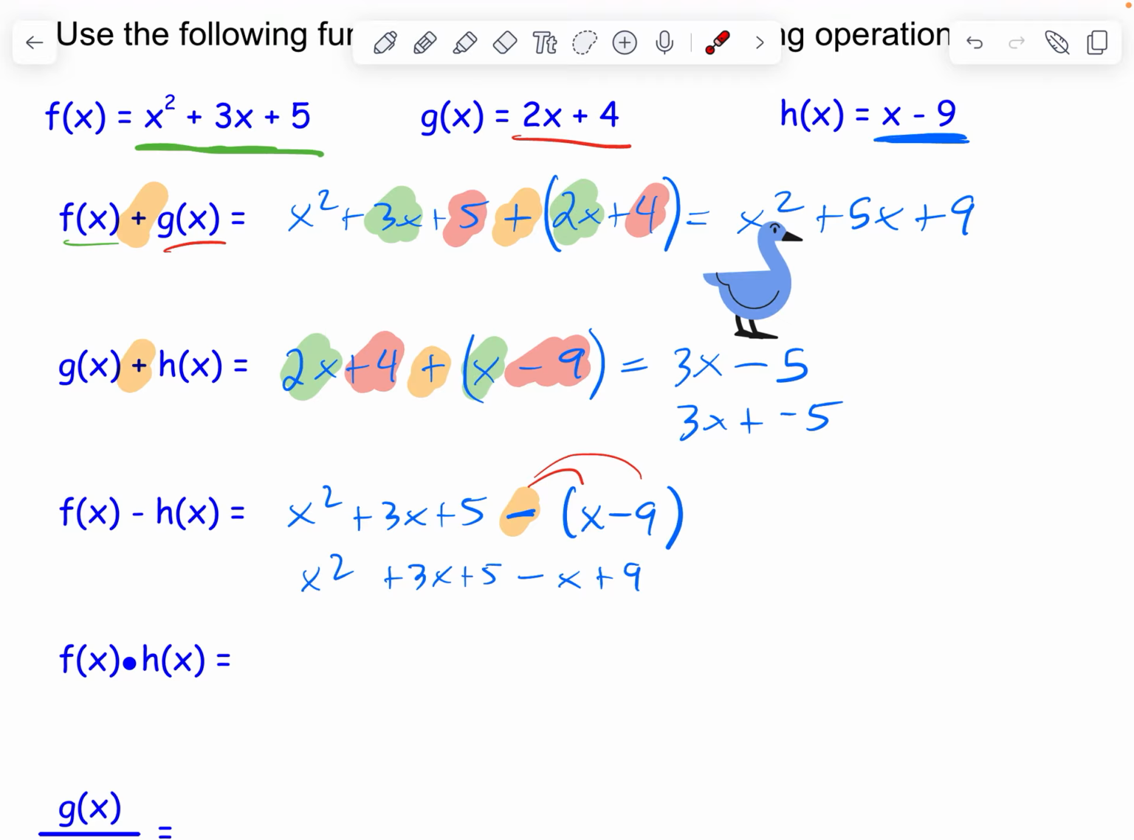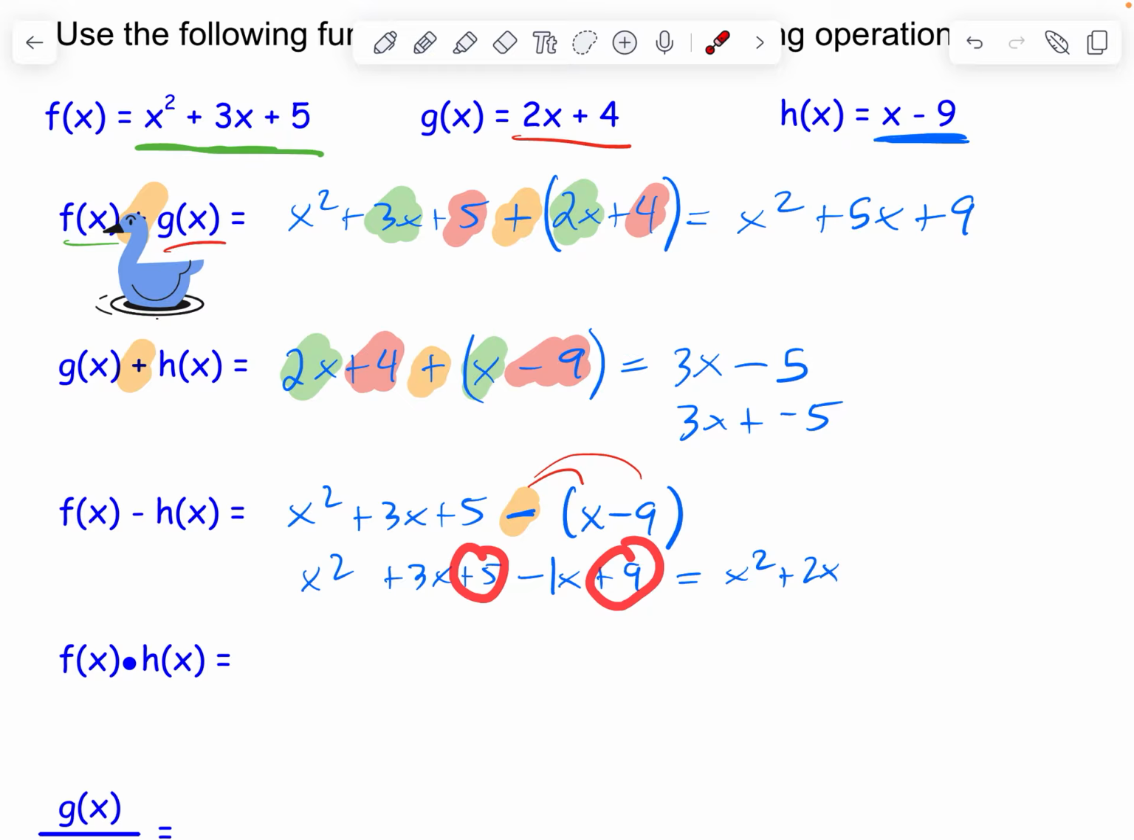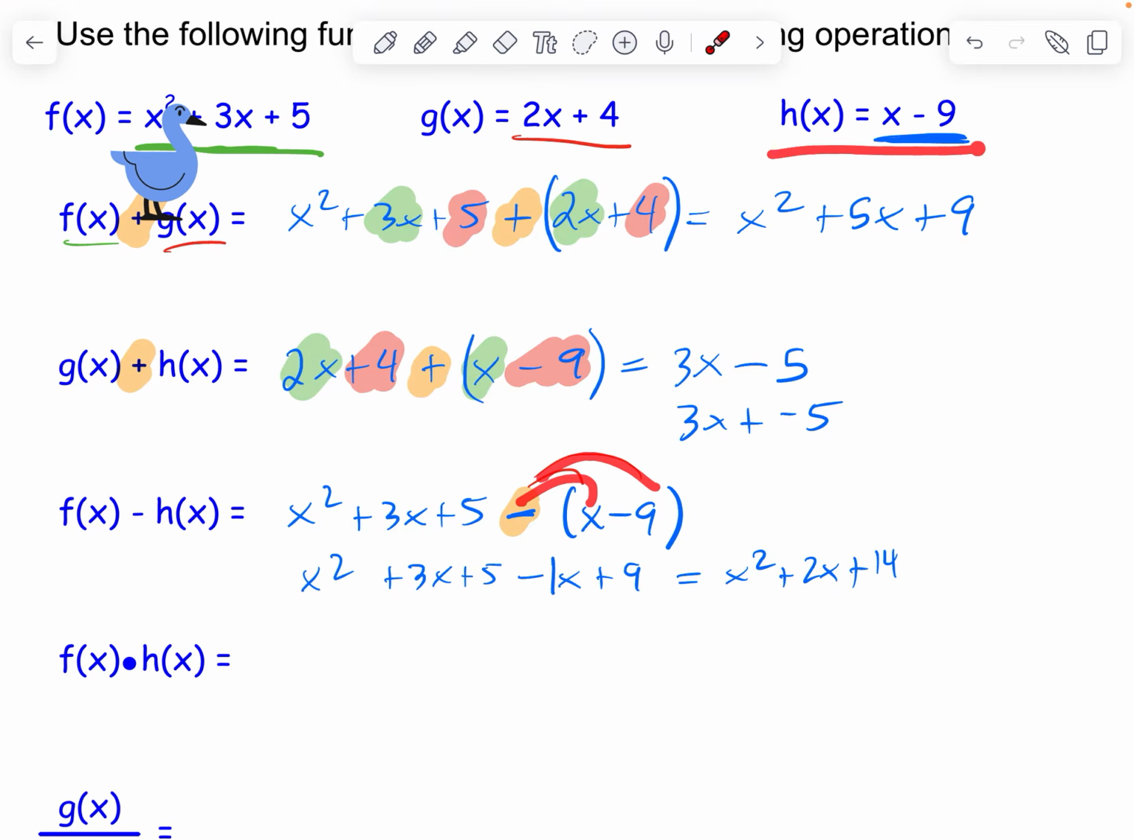Then I've correctly taken care of this subtraction piece. Then I put together the like terms. X squared is my only squared term, but I've got plus 3x minus x. So plus 3 minus 1, so that's 2, plus 2. And then plus 5 plus 9 is plus 14. So again, be careful with the negative to distribute it into the second equation.